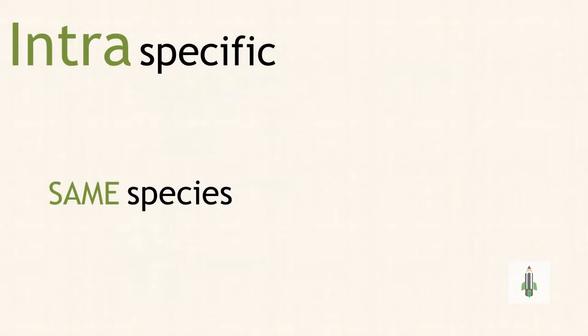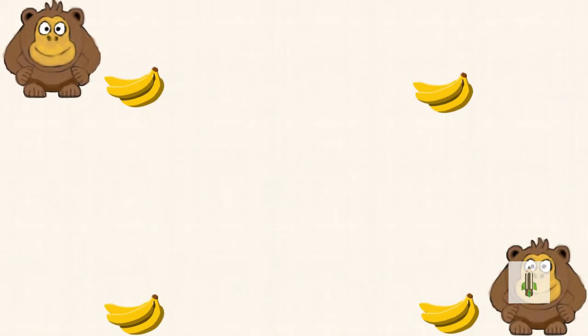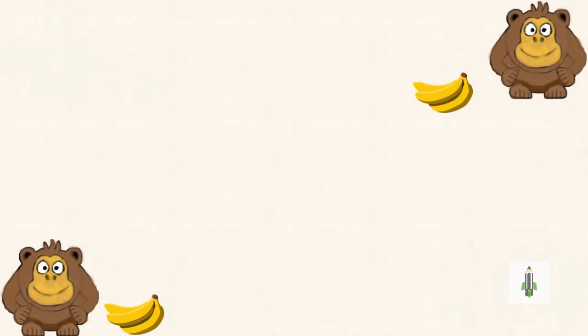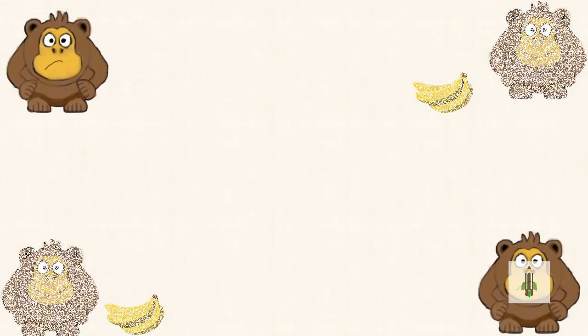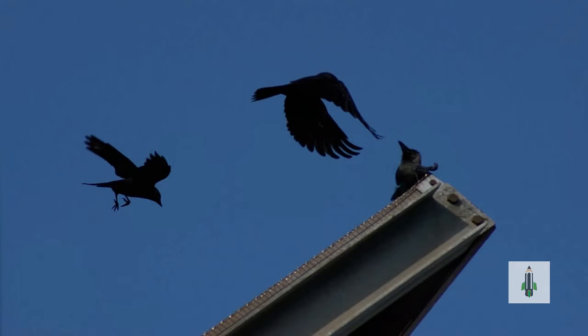For example, intraspecific competition is a competition between members of the same species, like lots of chimps fighting over a piece of fruit. These members of the same species are competing for the same resources. Or the intraspecific competition could be between two male blackbirds fighting over a female.